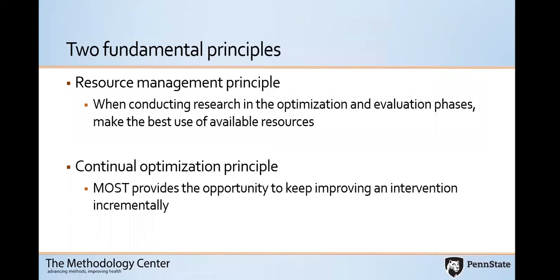And the continual optimization principle says that you can't necessarily just optimize an intervention once and be done, that MOST actually provides an opportunity to keep improving an intervention incrementally, to keep raising the bar. For example, maybe you establish that a particular set of components gives you the most effective intervention you could find that you can bring in for less than $500 a person. So maybe you would want to optimize again to establish an intervention that is equally effective but costs only $400 a person. Or maybe you want to stick with that $500 a person budget and develop an even more effective intervention. So the continual optimization principle says that if you want to, you can optimize again and again and just keep raising that bar.